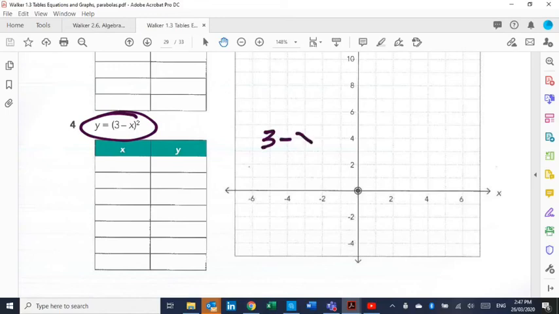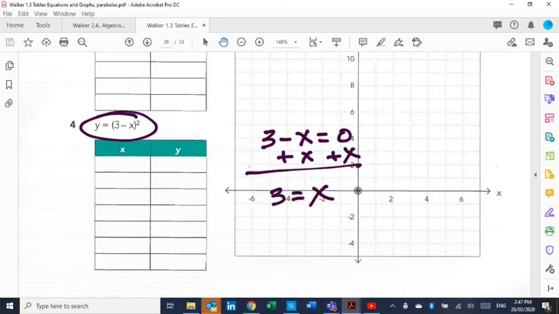It's the same as 3 minus x equals 0. So if you add x to both sides to get the 3 by itself, it stays a positive 3. So this one is going to translate 3 to the right, even though that's a positive 3. And the reason for it is that's a negative x. So just always take it off to the side, set it equal to 0, and solve it to find out where the translation is going to be.